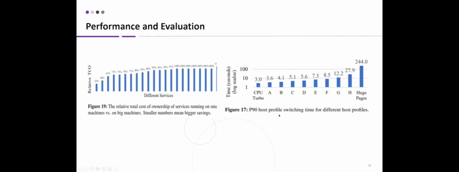And for host profile switching again, one of the settings that we have for Twine is CPU turbo boost, where you can really maximize the performance of your CPU, and that lowers the time of processing. And if you're, let's say, using huge pages for how you're paging a table in memory, huge pages in itself is already a good way of preventing page faults.